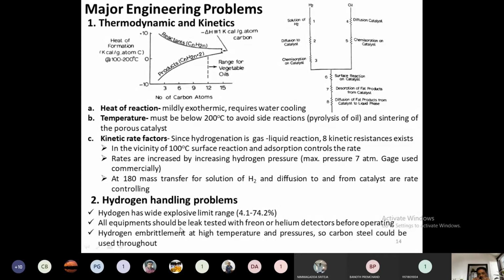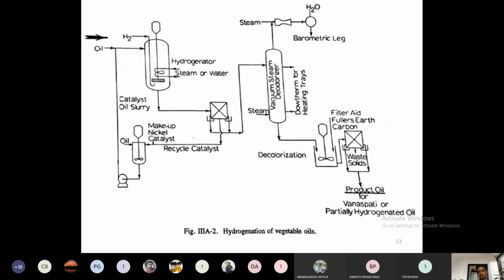Embrittlement is nothing but lattice structure breaking. It will break the lattice structure inside the reactor or hydrogenator material. So high quality carbon steel has to be used in the hydrogenation process. So these are the overall major engineering problems. Okay, hope you understood this one.